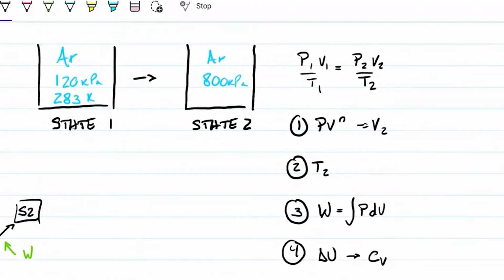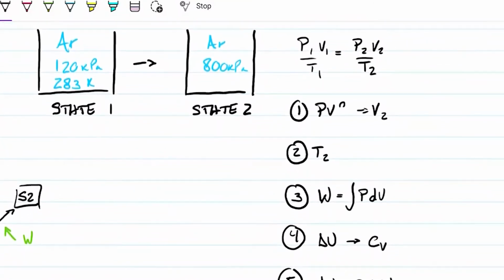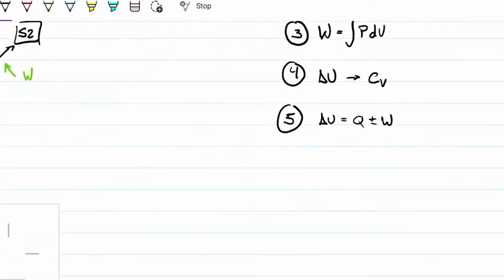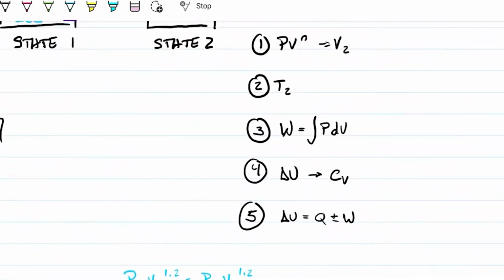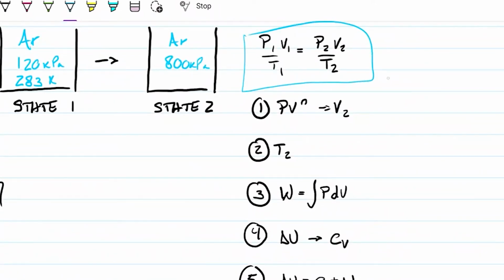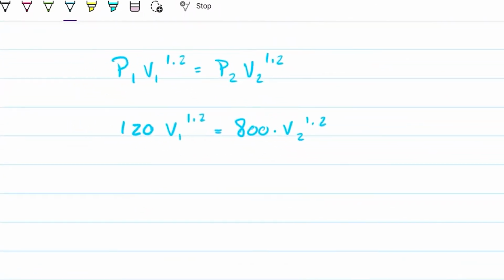So first things first, let's find out what is my V2, right? For V2, I'm going to use the fact that this is a polytropic transformation. So I'm going to say P1 times V1 to the 1.2 has to be equal to P2 times V2 to the 1.2. In this case, P1 is 120, V1 to the 1.2, and this one here is 800, V2 to the 1.2. Note that what I'm going to get out of this is a relationship between V1 and V2. I'm not going to get actual values, but I'm going to get a relationship. Then I can apply this and find out what's the temperature, right? I don't need to know the actual volume. As long as I know the relationship between V1 and V2, I'm good to go.